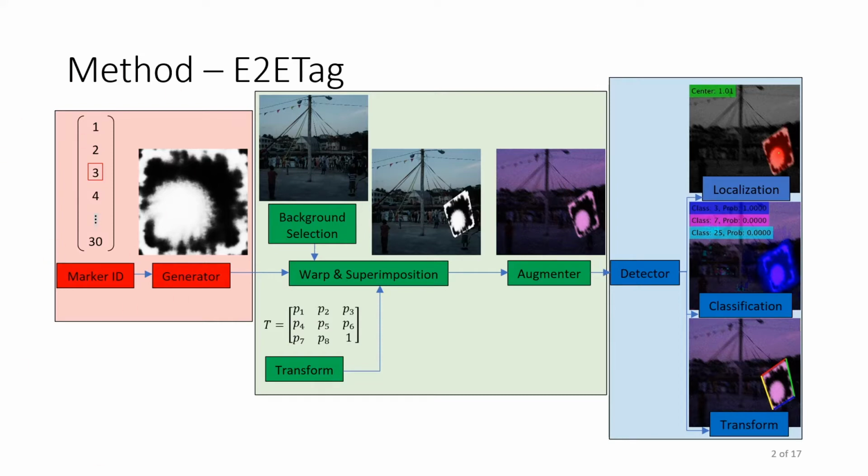The first stage generates a random fiducial marker using a transposed convolution. The second stage uses a projective transform to warp the marker onto a background image and apply augmentations to simulate real-world capture. The final stage is the detector, which localizes, classifies, and estimates the pose of the marker.